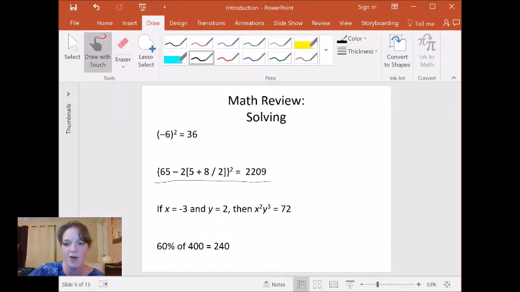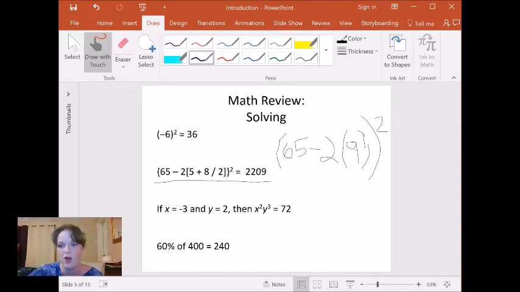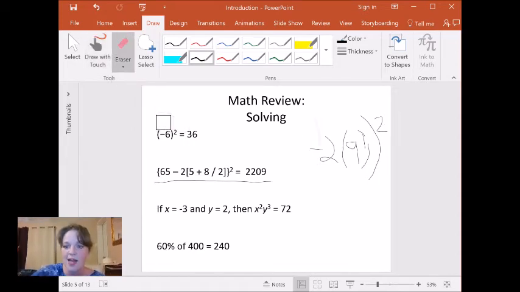And I have my outermost parenthesis, 65 minus 2, and then here I have 9. And then I have to complete this other parentheses, and then the last thing is a square out here, right? So now what do I do? Well, I still have a little parentheses here, but more importantly, this is 65 minus 2 times 9. Order of operations, multiplication comes before addition. So I'm going to take 2 times 9. 2 times 9 is 18.